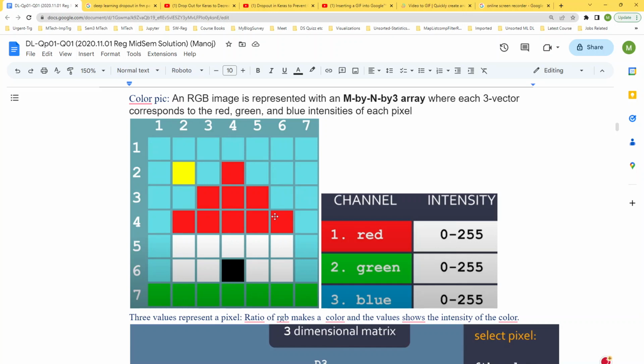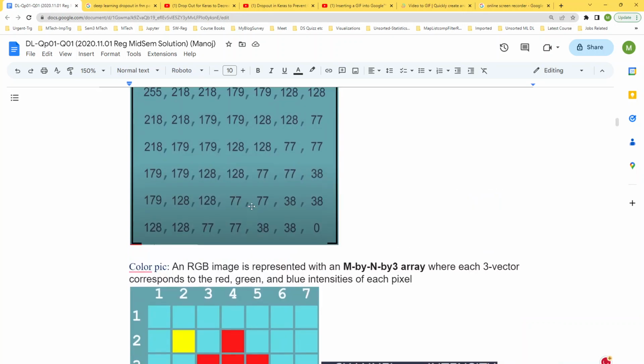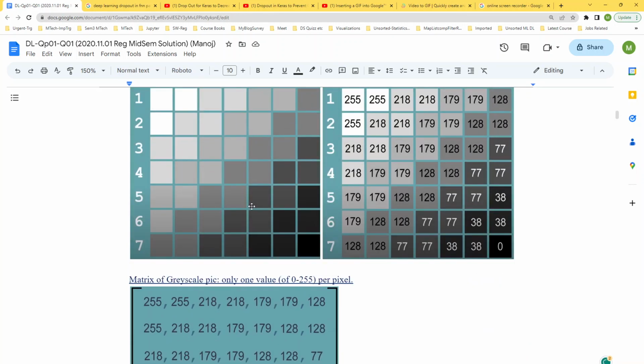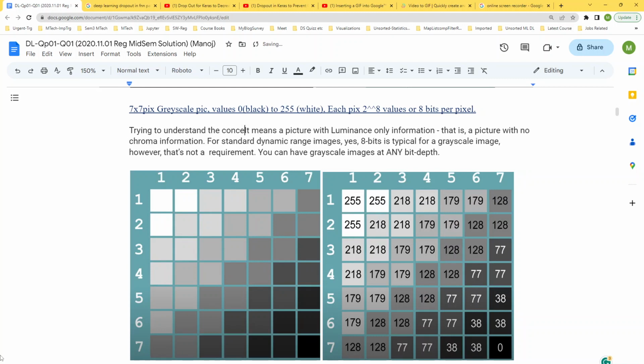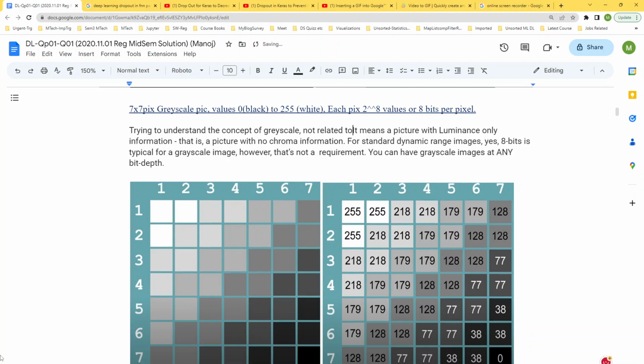Yogi ji. So Manoj, yeah. The grayscale that you mentioned, is it a concept you're describing, or is it in relation to the question? No, this is a concept actually. Concept. Yeah. Trying to understand the concept of grayscale, not related to the question.